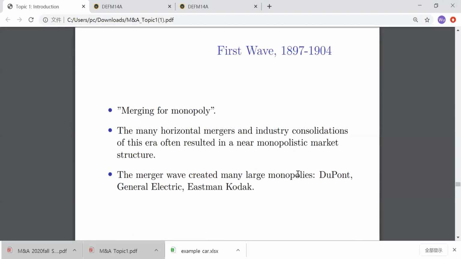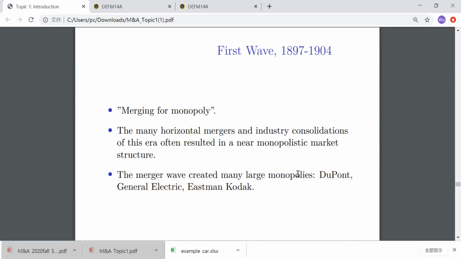Now let's look at each of the waves. I'm going to quickly go through the first two waves because they are very early in the history and also not so relevant for the modern waves. Basically, the first wave, the theme there is merging for monopoly, right? Basically, there are many horizontal mergers, meaning competitors combining together, right? And then the consequence is that there are many monopolist market structures.